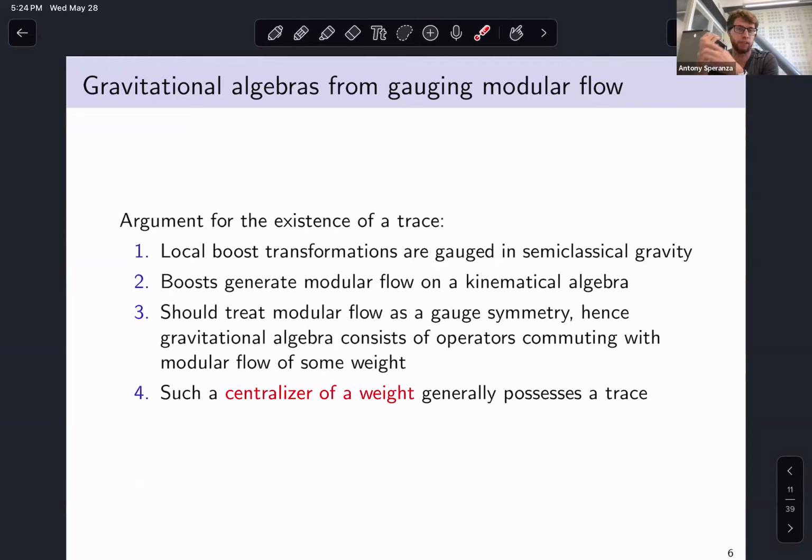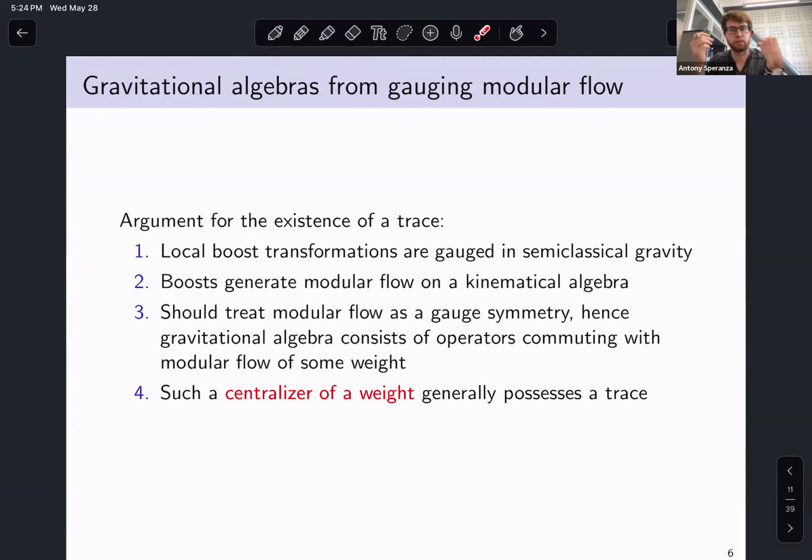And so the basic argument for why you get a trace is that first you argue that the transformation that looks like a boost at the entangling surface should be gauged in semiclassical gravity, just because it's a diffeomorphism. And then the second step is that those transformations also, you argue, generate a modular flow on the algebra of operators localized in a subregion. And we have some evidence for that. And in certain situations, you can actually prove this is true.